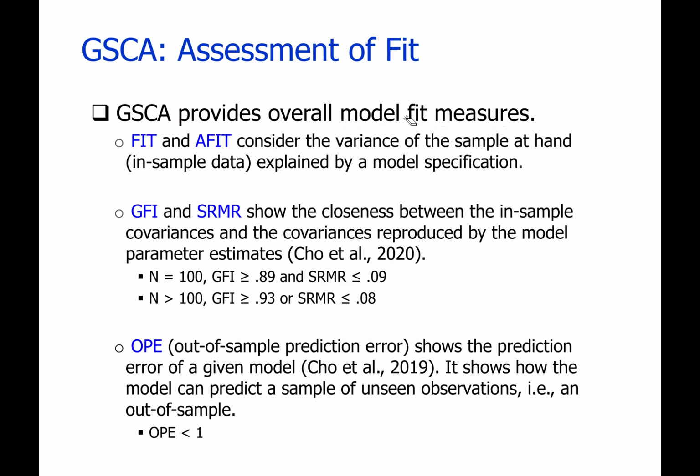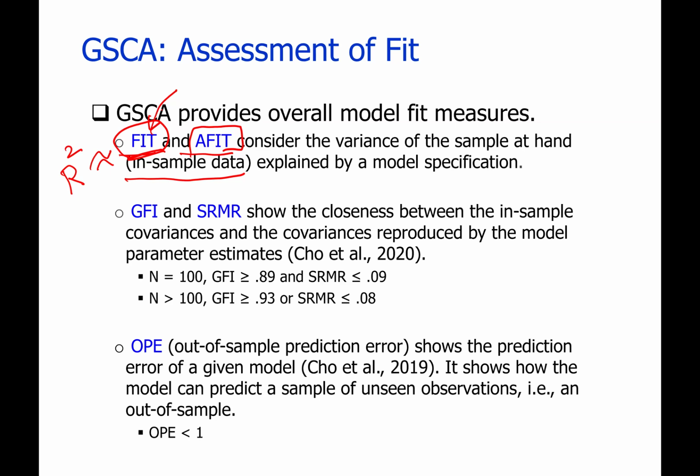The first two indices are FIT and AFIT. FIT is more like R squared, and AFIT is more like adjusted R squared in linear regression. In other words, FIT explains the total variance of the sample data explained by the model I specify. And it's between 0 and 1, so the larger the value, the more variance is explained. And AFIT, just like adjusted R squared, takes into account model complexity or the number of parameters. AFIT is simply used for comparing different models. So in that sense, AFIT is a comparative fit index. On the other hand, FIT is absolute, because its value has some meaning, as I explained, like R squared.